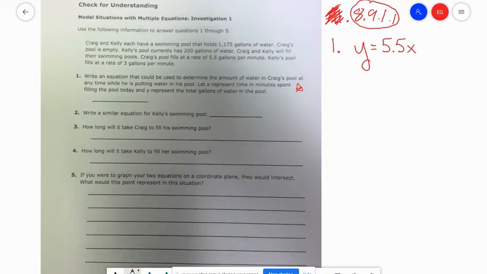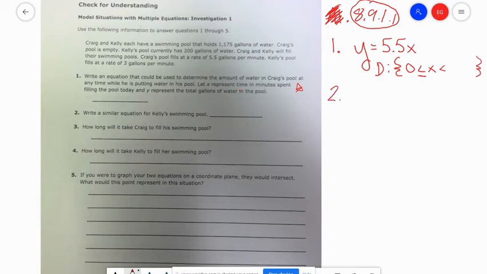I'm just going to add a little something to this. Our domain is going to be technically from 0 ≤ x, because you can be at 0 minutes and have 0 gallons. Technically, you could fill it up forever, but we really only care about until it's full. So we're going to leave that blank for right now, but how you would figure that one out is you'd figure out how long it takes to fill up the pool, and then that'd be your top domain. So number 1 was that.